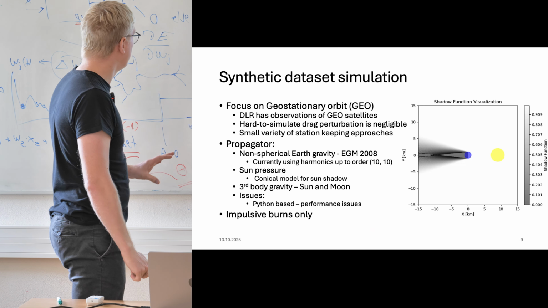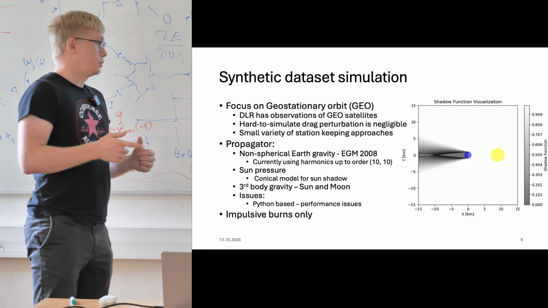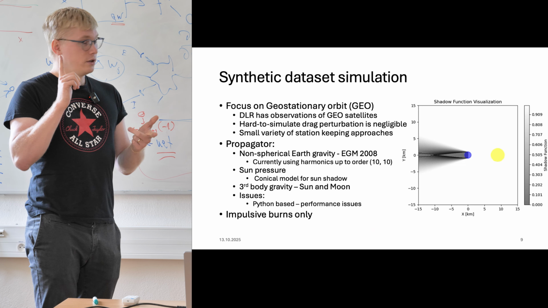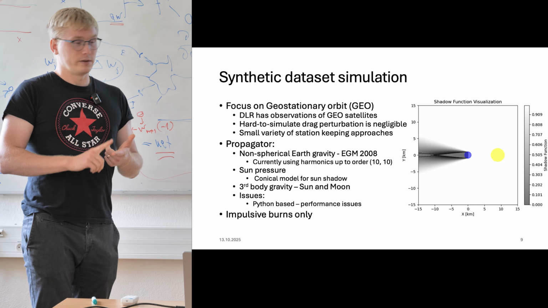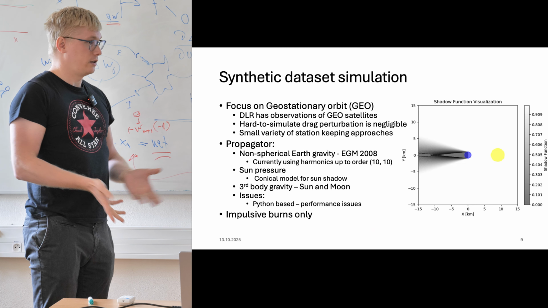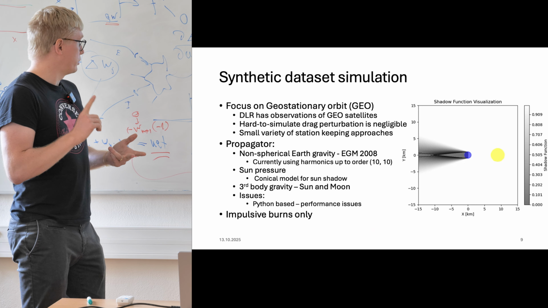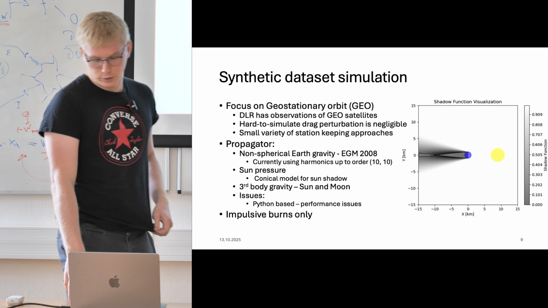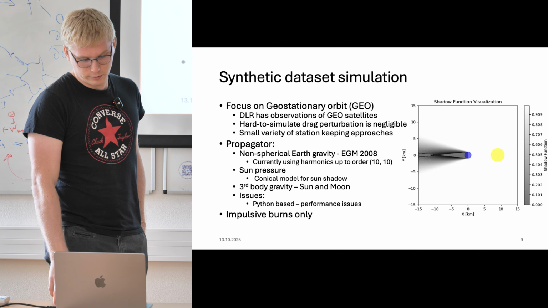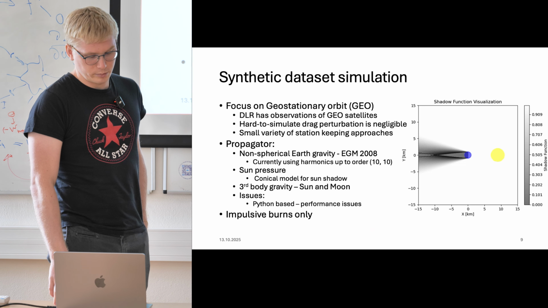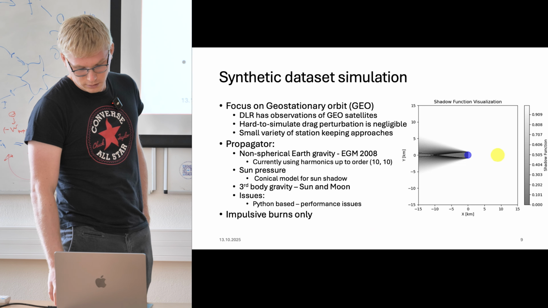Regarding the propagator, we incorporated the solar pressure, the fact that Earth is not a perfect sphere, so the gravitational field is not perfectly round. We also incorporated the sun and moon. First we implemented our own propagator, but since that was in Python, it was very slow. We swapped that for a high-precision propagator from NASA.